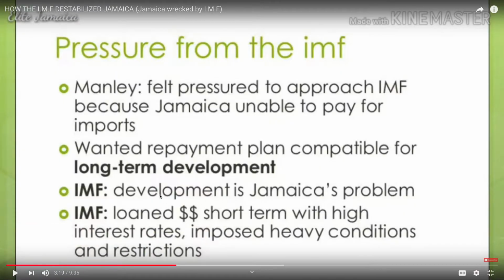Sorry, but obviously this person has an accurate slide. I would like you to focus on the last two bullet points, which would be IMF believing that they need to develop more infrastructure, IMF saying we'll give you loans for it, but we're going to impose lots of restrictions on you when you try to pay it back.